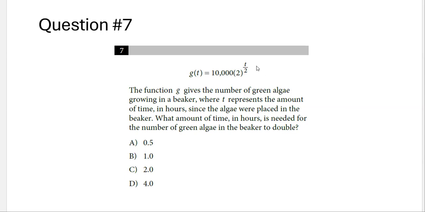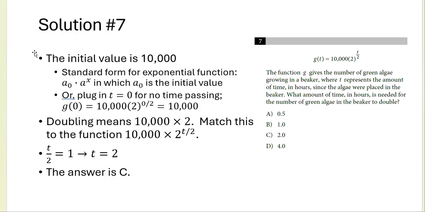Okay, so this is the function that models how much algae is in the beaker. So we're going to use this to help us out. If we don't know anything about exponential functions, or you need to know a little bit about it here, but if we're not too familiar with it for some reason, we technically don't need to know the standard form of exponential function. It could help us here, but I'll explain it both ways, okay? How do we get to the initial value is 10,000?